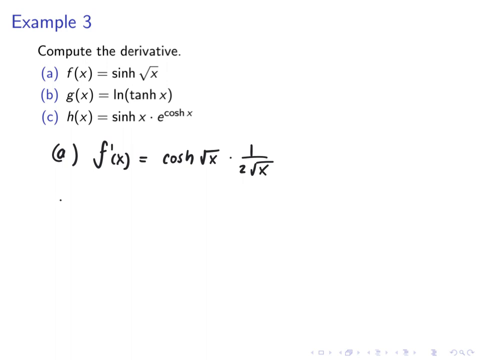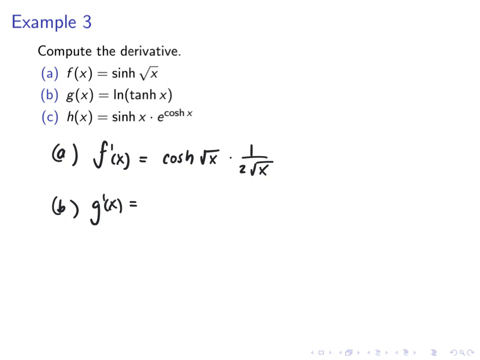So for B, you can just use the chain rule if you want. It's not that hard. Oh, you have to use the chain rule anyway. So you could actually, I was thinking of this, you could use the fact that tanh is just sinh over cosh, and you could use the properties of logarithms to break that up into natural log of sinh minus natural log of cosh, but it doesn't really make the problem any easier. So you might as well just not bother with that.